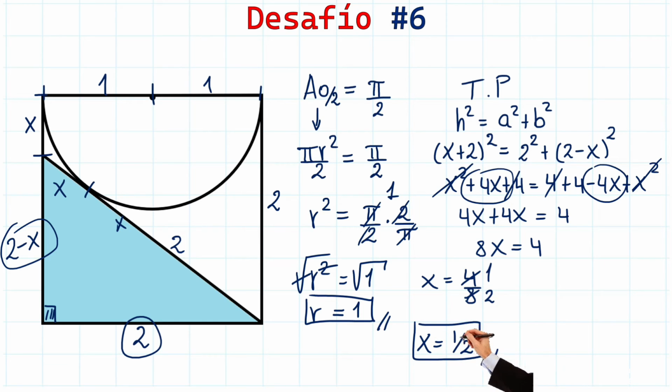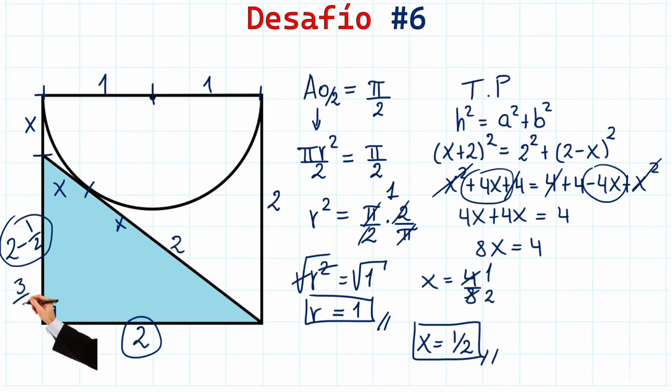Notice, if x is 1/2 and here we had 2 minus x, meaning 2 minus 1/2. Let's replace it: 2 minus 1/2. 2 times 2 is 4, minus 1 is 3, so the result is 3 halves. Alright, so we already have the height and the base too, so we can now find the shaded area.